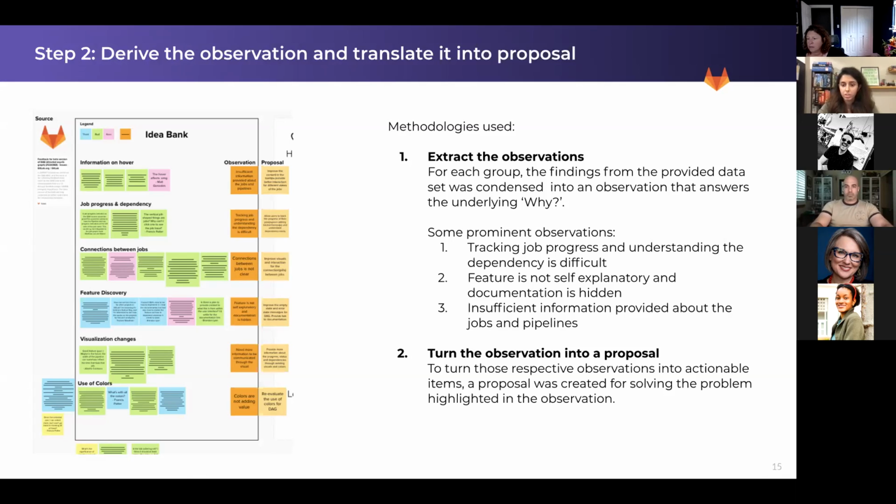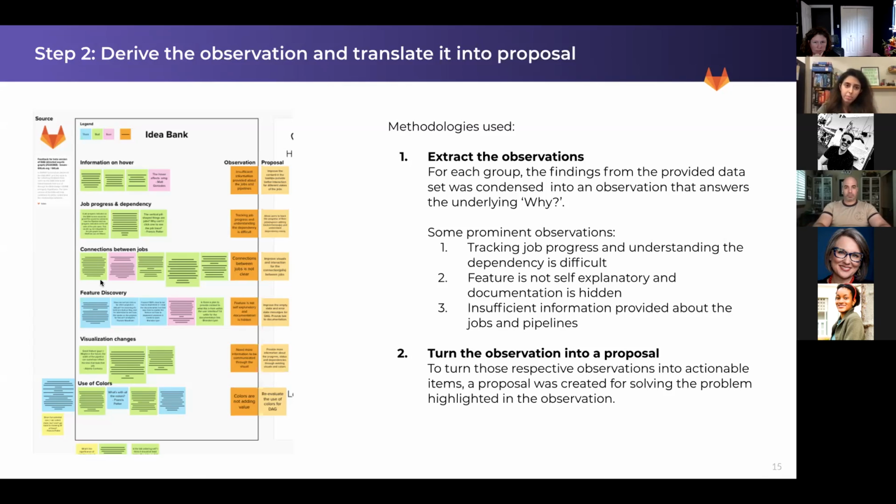The first was that tracking job progress and understanding the dependency between the jobs was very difficult for a few users. Then the feature was not self-explanatory, and the documentation was kind of hidden, so they had to make their way through it, which wasn't a very friendly experience to provide. The third one is insufficient information provided about the jobs and pipelines. This totally went against the problem statement that we were addressing, and we would definitely want to address these concerns as soon as we could.